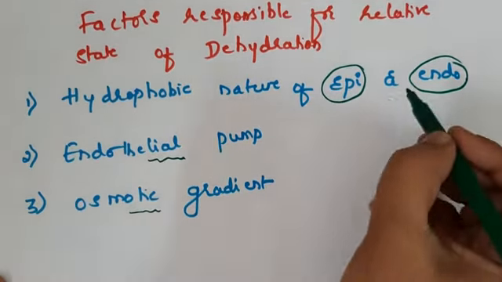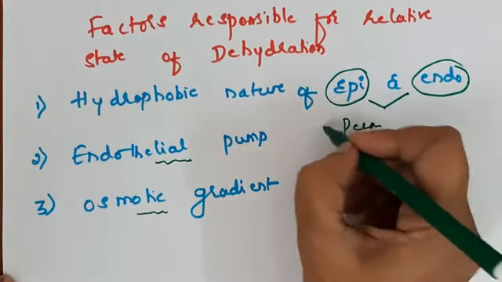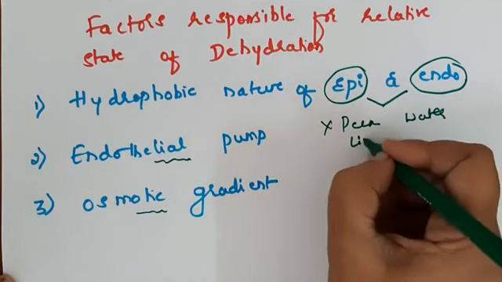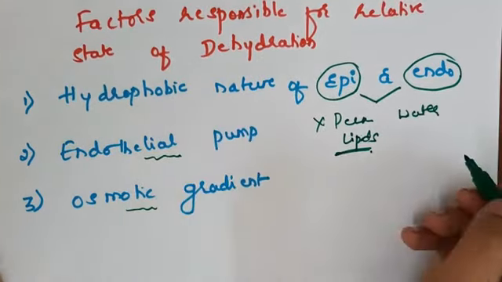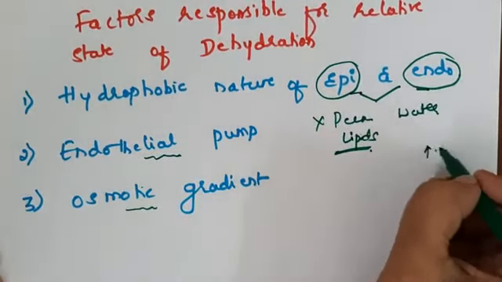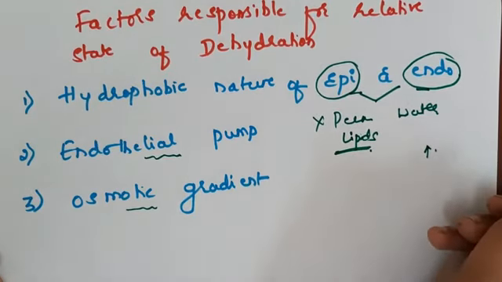Both the epithelium and endothelium are hydrophobic, meaning they are not permeable to water. But they are permeable to lipids. So this keeps the cornea relatively dehydrated. Whenever there is a breach in the epithelium or the endothelium, fluid will enter the stroma, leading to hydration of the cornea, leading to corneal haze.